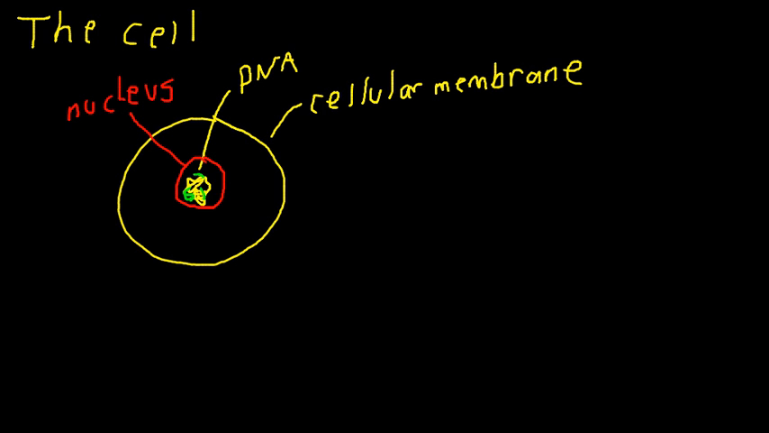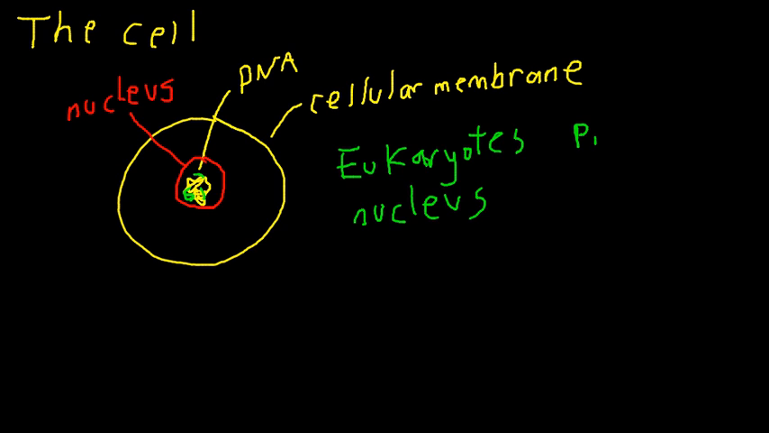When scientists were first able to see cells under the microscope, they noticed that some of them had a membrane around their DNA and others did not. The ones with the membrane around their DNA were called eukaryotes. The eukaryotes had a membrane around their DNA called a nucleus. The cells that did not have a membrane around their DNA we called prokaryotes. No nucleus.